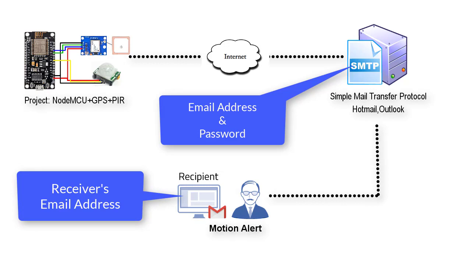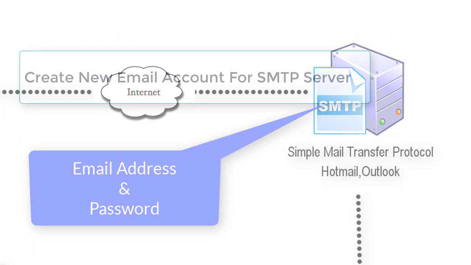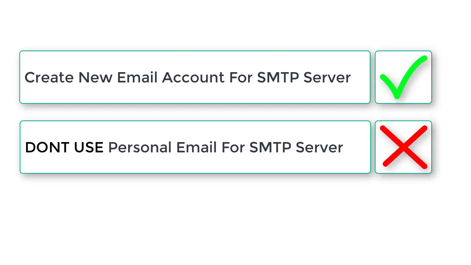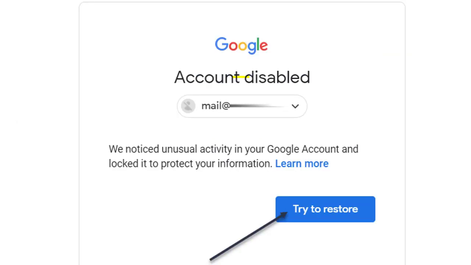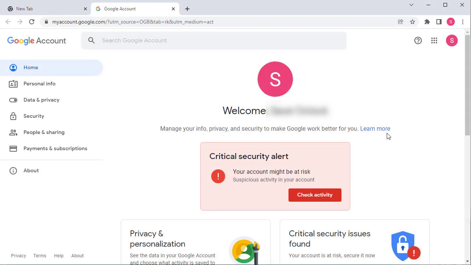your personal email address. Now, we will create a sender email account for the SMTP server. I recommend creating a new email account for the SMTP server. Do not use your personal email account, because if something goes wrong in your code, or if by mistake you make too many requests, then your account might be disabled temporarily. I have already created a new Gmail account for this project. But you can use any other email provider, like Outlook or Hotmail.